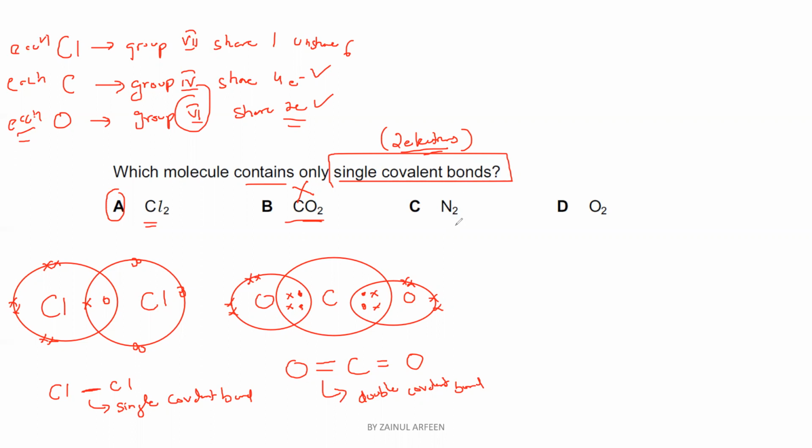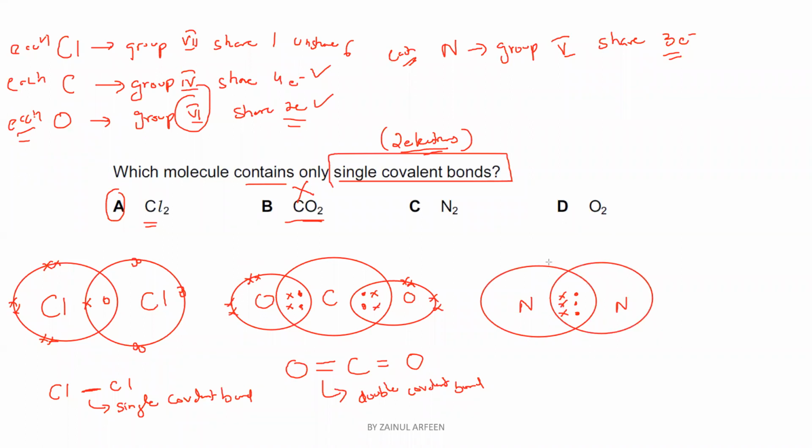Then about nitrogen, why is N2 not the right answer? When we check for nitrogen, nitrogen belongs to group 5. So as it belongs to group 5, it will share 3 electrons. And N2 means 2 nitrogen. So this is 1 nitrogen and this is another nitrogen. And this is for each nitrogen, each nitrogen should share 3. So if this nitrogen shares 3 electrons, 1, 2, 3, the other will also share 3 electrons from that side. And how many unshared will be there? Because there are 5.